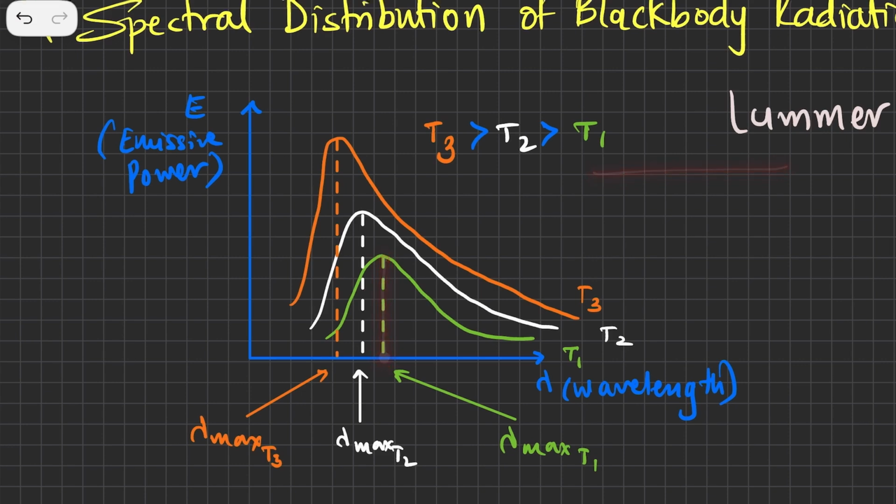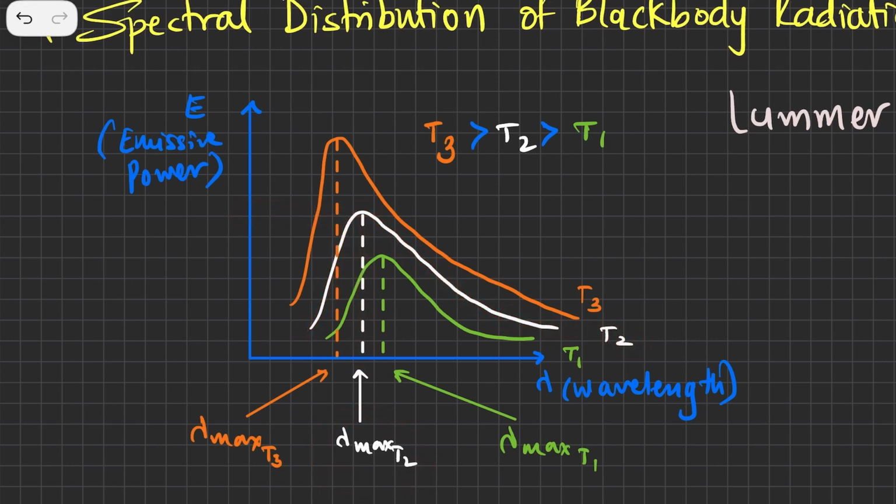So what happens is this lambda max is for the first graph. Now if the body was changed and made to radiate at a higher temperature, then the distribution of the wavelength was something like this white curve. It initially increases, attains a maximum value, and then decreases further. This was happening for T2. And the graph is showing a maximum peak over here. So this was the maximum intensity or maximum emissive power for this particular wavelength. So lambda max 2 is this one.